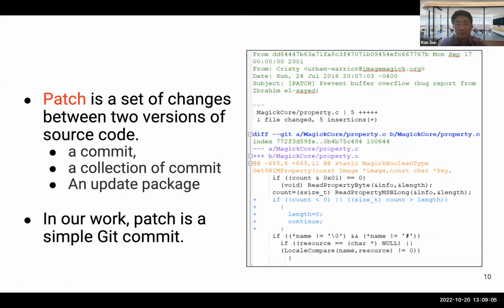For our study, we will focus on a single git commit. We consider a simple git commit as a patch. So we see here in this patch, there's a subject, like a commit message. It also tells you what software and which file is being modified. The plus means this is the new code in the new version. If there's a minus, that's the deleted code in the previous version.